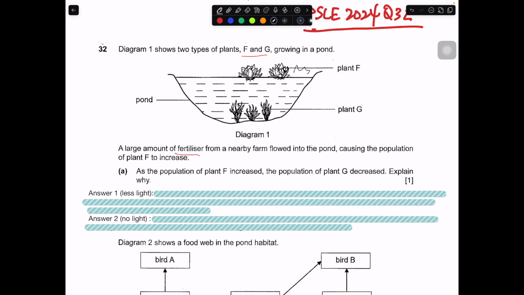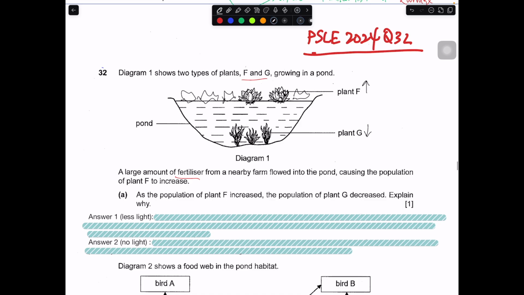So in this case, a lot more F, right? As the population of F increases, the population of G decreases. So this is a relationship. When F increases, G will decrease. Explain why. How come when you have more F, G will decrease?